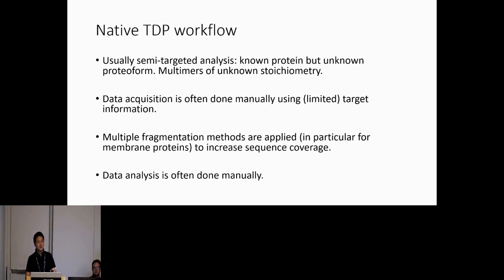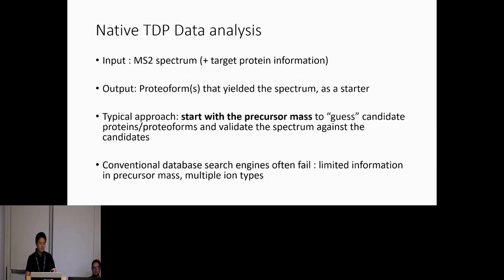So the data analysis often becomes very challenging for two reasons, which I will show later. The typical input to the data analysis is, for sure, the MS2 spectrum, in many cases just a single spectrum or a few spectra, and also the target protein information. And the output is the proteoforms that yielded the spectrum, as a starter, because after that we go to the structure and try to get more information.